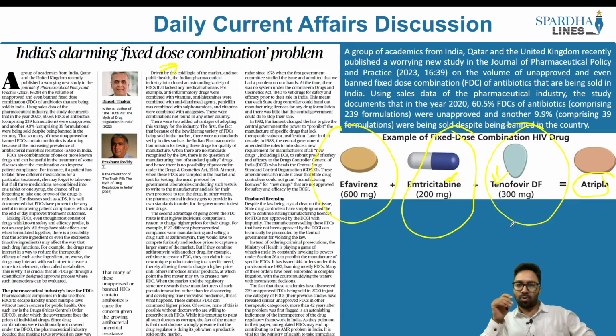Why are we discussing it? That is because a group of academics from India, Qatar and the United Kingdom recently published a worrying new study in the Journal of Pharmaceutical Policy and Practice on the volume of unapproved and even banned fixed dose combinations of antibiotics that are being sold in India. Using sales data of the pharmaceutical industry, the study documents that in the year 2020, 60.5% of FDCs of antibiotics were unapproved and another 9.9% were being sold despite being banned in the country.